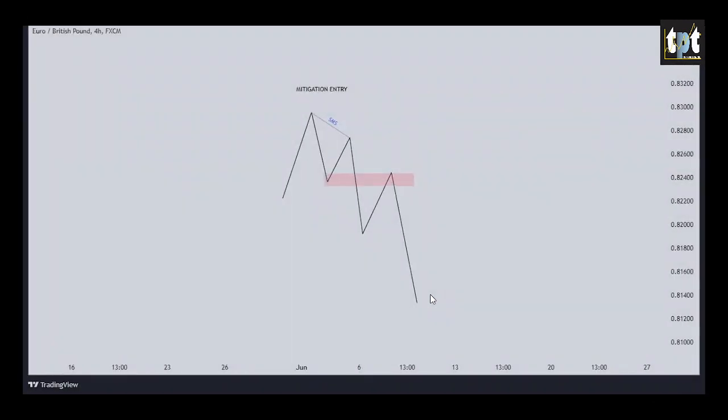Now, lastly, we have the mitigation entry, whereby initially the market created this high, traded lower, retraced, but this high never went above this high. So it's called a shift in market structure. So it gives us a failure swing.